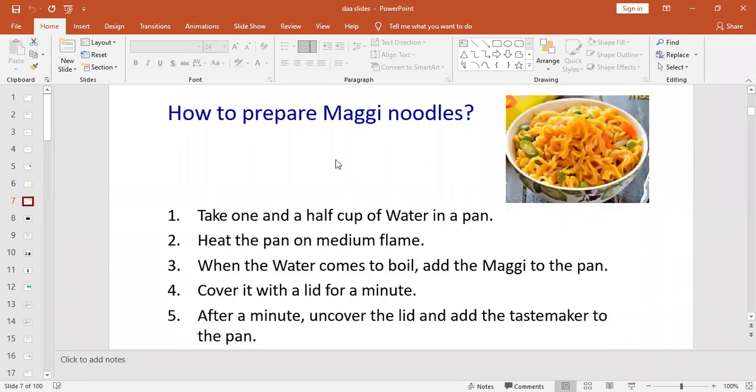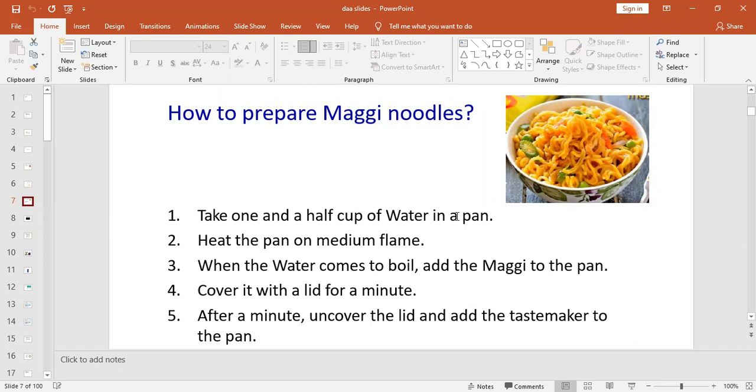Now let's come to the step-by-step procedure of preparing Maggi noodles. For that, take 1.5 cups of water in a pan. That's the first step. I'm telling all these real world applications because we have to know how a program is going to work step by step. Before getting into the detail of an algorithm, first we go with the real world examples.